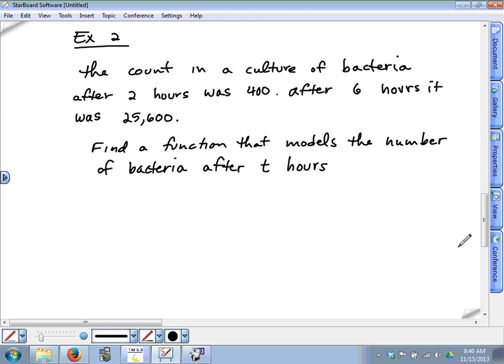What's the one thing that we don't have in this one that we had on the last one? The initial count. And we still don't have the relative growth rate or the growth factor. We have actually two pieces of information. We know that after 2 hours there's 400. After 6 hours there's 25,600. Yeah. We just pretend that 400 was the initial amount and 4 hours later. That's a great suggestion.